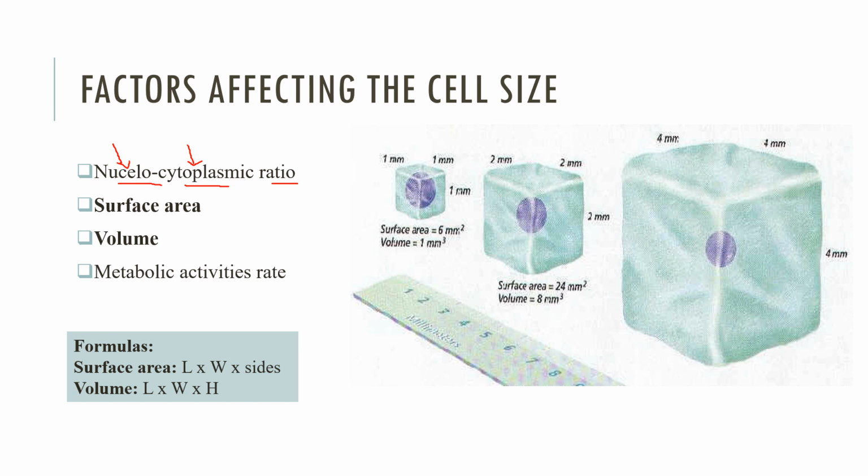So if nucleus size is small and the cytoplasm is large, then the smaller nucleus will not be able to control or support the large cytoplasm. And if nucleus size is large and cytoplasm is small, then the small cytoplasm will not be enough to perform various metabolic activities. So there should be a balance in the nucleocytoplasmic ratio.